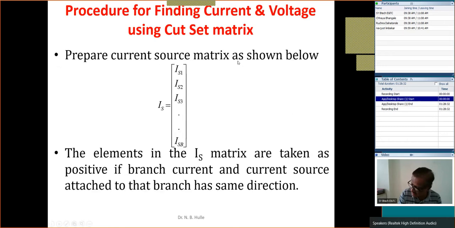Prepare the current source matrix as shown below. And its entries are taken. What are the rules? Its entries are taken positive if the branch current and source current or current source attached to it has the same direction. If both have the same direction, then that entry will be taken as a +1. I will start the discussion of the next step, which is the step number 7.